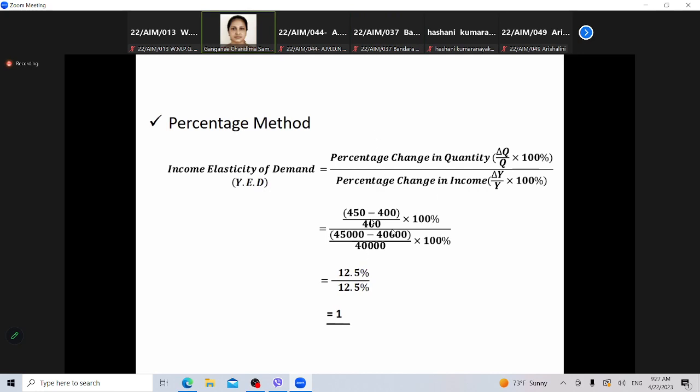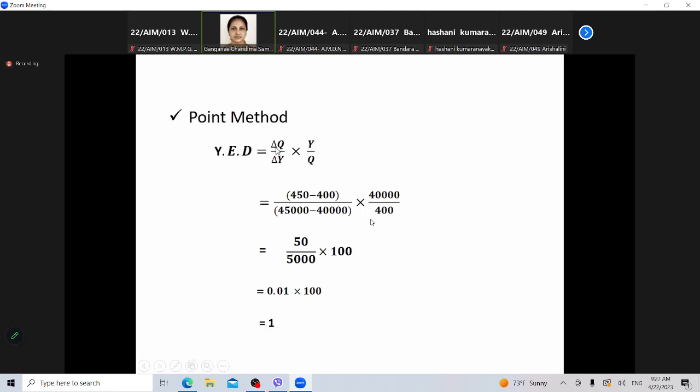Try by yourself now. That is the percentage method. The difference between the percentage method and the point method is that here only 2 points are taken: delta Q, the change, delta Y, the change, and the initial income. Here Y denotes income, okay? And here quantity 400. Then check whether, if it is correct, all answers should come by using the 3 methods. The same answer should come.